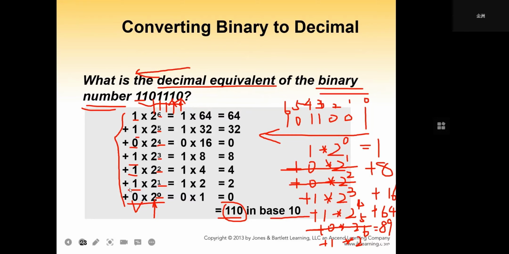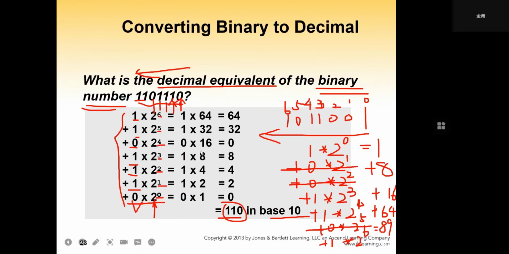So it would be 0 times 2 to the power 0, and 1 times 2 to the power 1, and also 1 times 2 to the power 2, and also 1 times 2 to the power 3, and 0 here, and 1 here, 2 to the power 5, and also 1 here is 2 to the power 6. And we do the calculation and obtain the result, 110. So this is how we convert octal, hexadecimal, and binary numbers into decimal numbers. We use the positional notation.